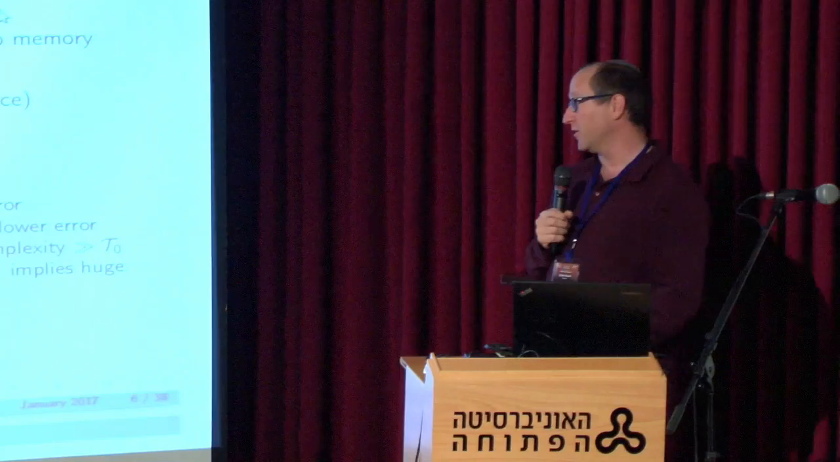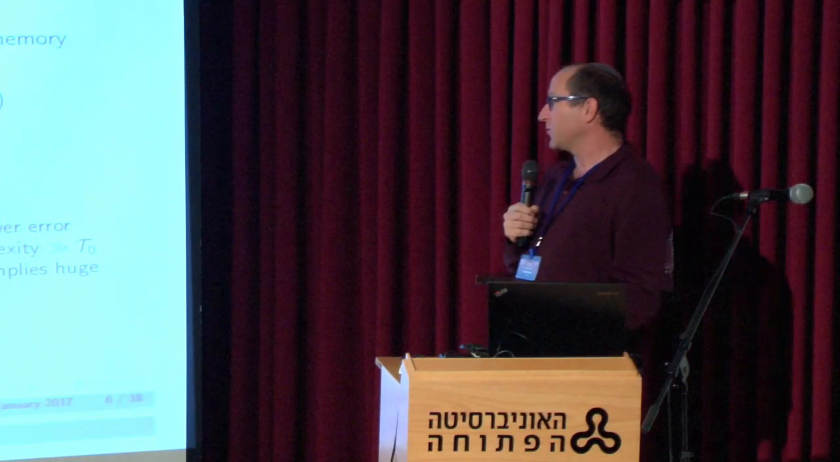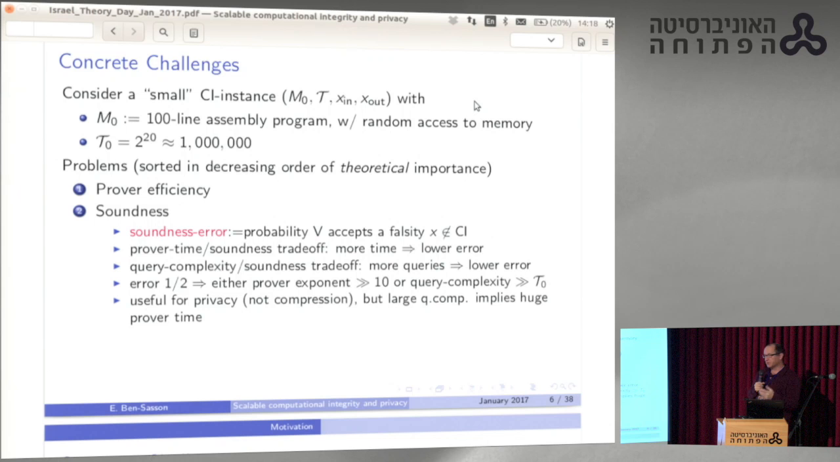Polynomially long, but if you start with 2 to the 20, that exponent is going to be much, much larger than, let's say, 10 or probably even 100. And you could also increase the query complexity and then also increase the soundness. But again, if you look just at some fixed constant error like half, and of course, for practical purposes, you want that error to be like 2 to the minus 60 or 2 to the minus 80 or even smaller than that, then you would end up with a prover exponent of 10 at least, probably much larger than that, or your query complexity would have been longer than the running time.